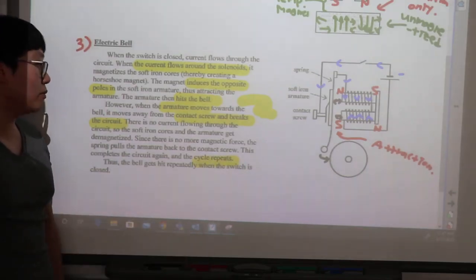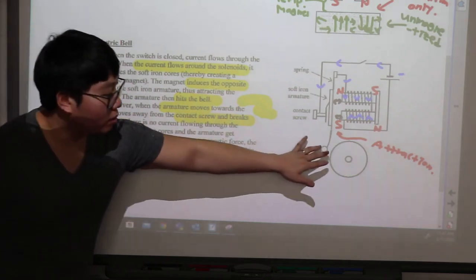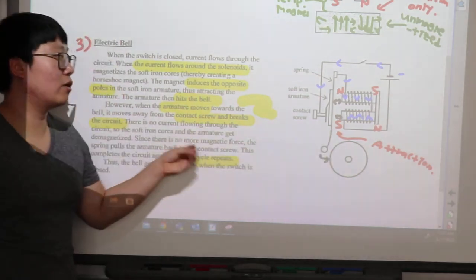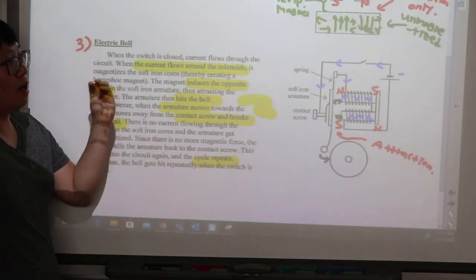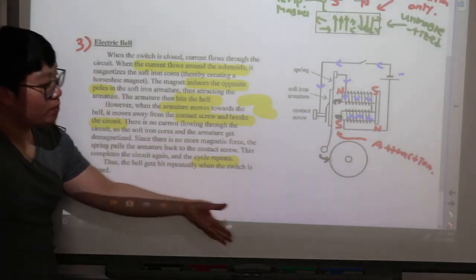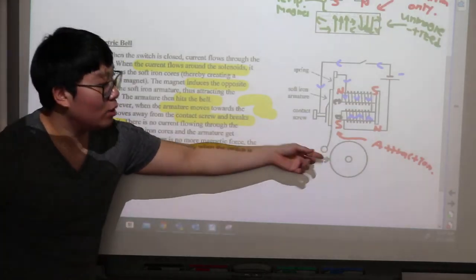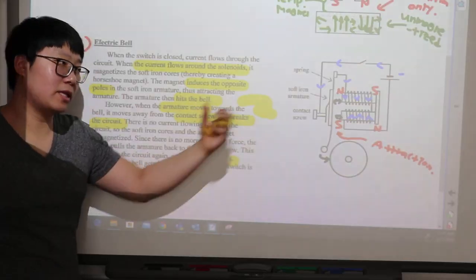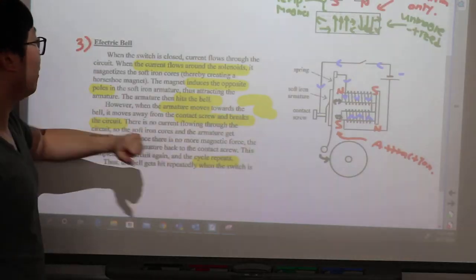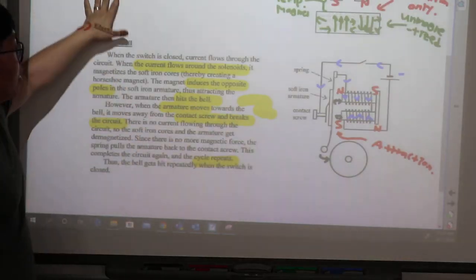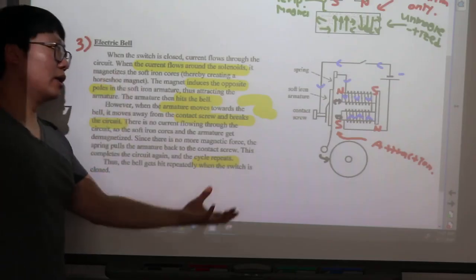This is one of the reasons why the frequency of those is actually quite high, and it's going to be loud too because the sound wave will be amplified. That's basically what I want to say about the electric bell. So think about these 1, 2, 3 technologies.